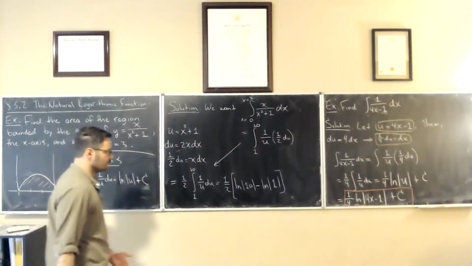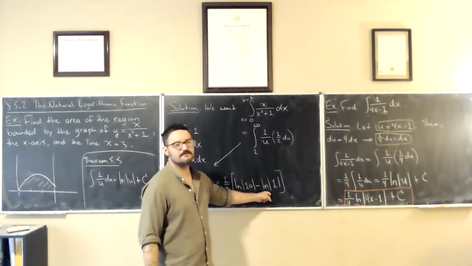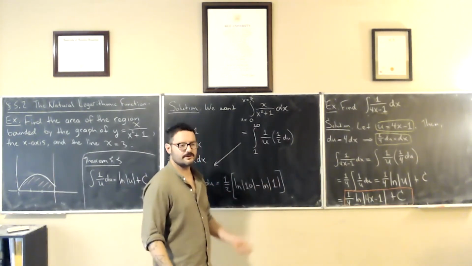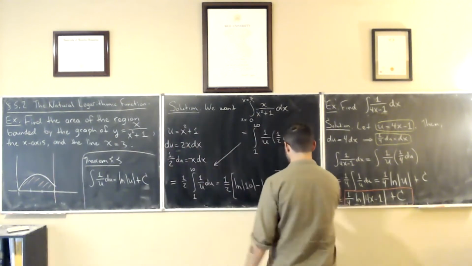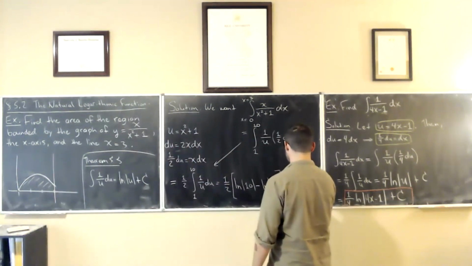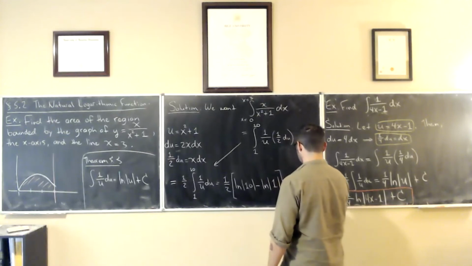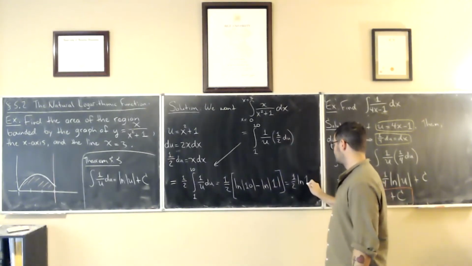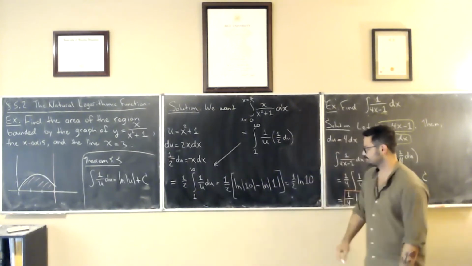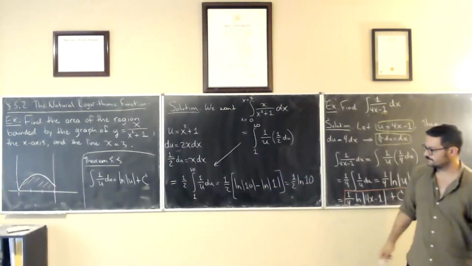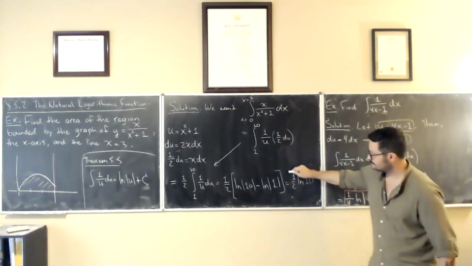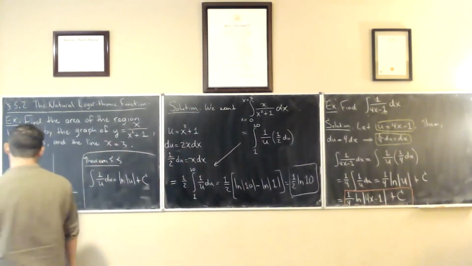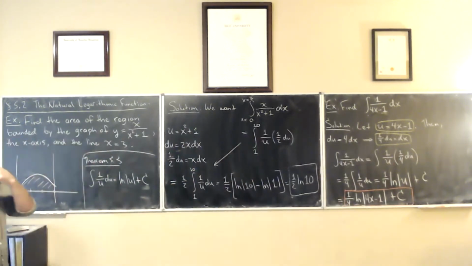I don't have a calculator on me, but I do know something about that. What's that? 0. Natural log of 1 is 0. So this is going to be 1/2 natural log of 10, and 10 is positive, so I can just not worry about the absolute value. So whatever this number is will be that area.